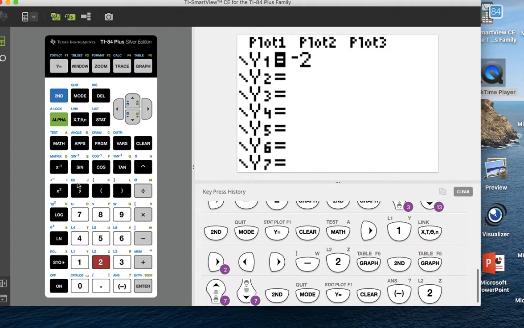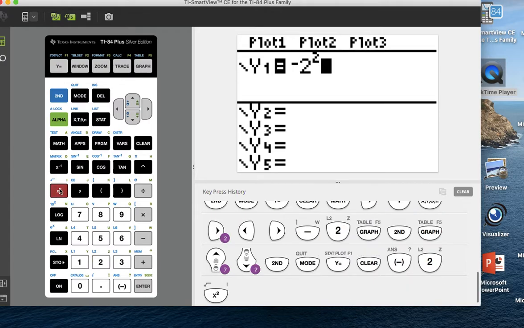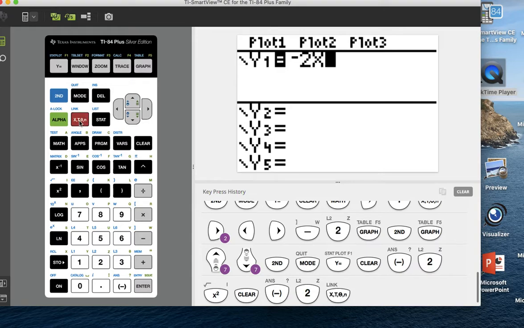-2 x squared. Oops, I didn't get an x squared. Go back and clear it out. -2. I had to put the x in. I forgot. I've got to put the x in right there, and then I need to square it. That worked much better. So to repeat, I needed to press the 2, and then put in the variable, and then press the x squared button. Okay, that's enough for that.